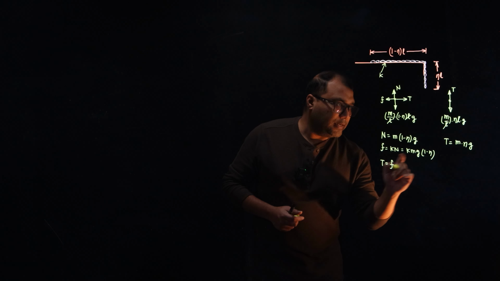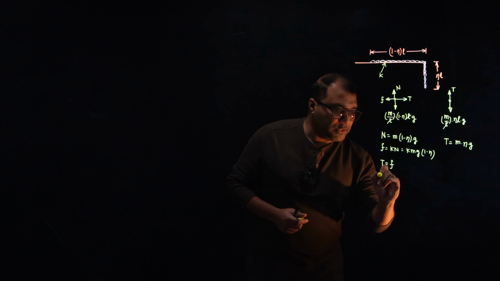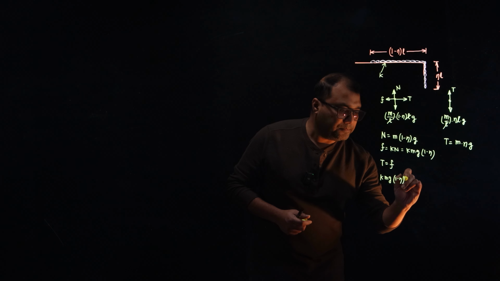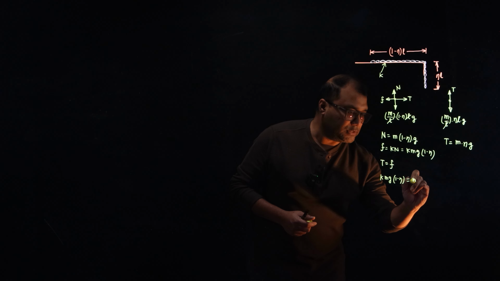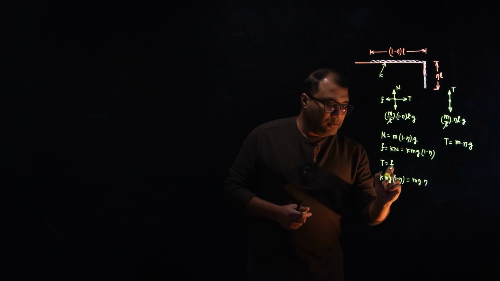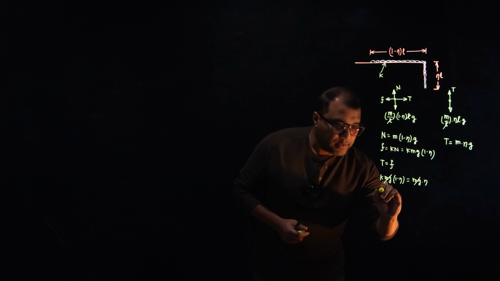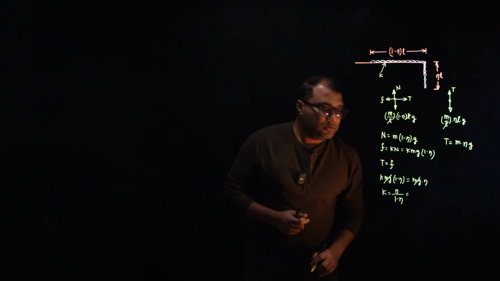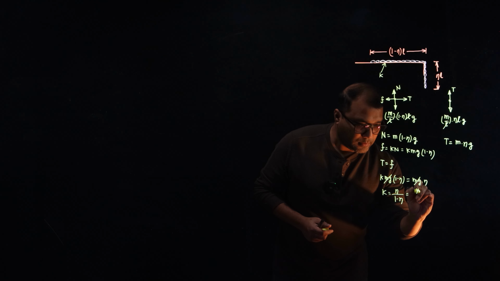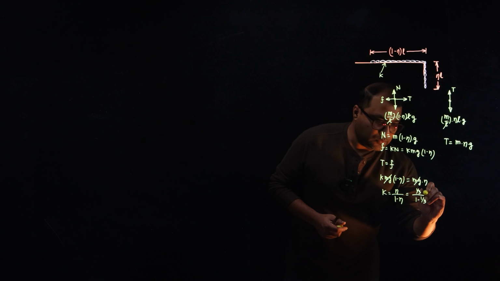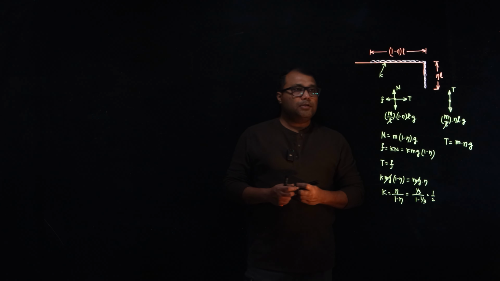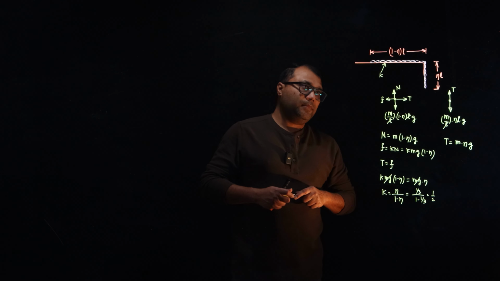From there we can use these three. So friction force, which is k m g times 1 minus eta, is equal to the tension force, which is m g eta. So mg we can cancel out, and k becomes eta divided by 1 minus eta. Eta is given as 1/3, so 1 minus 1/3 is 2/3, so k is 1 by 2. Okay, so we got the coefficient of friction.